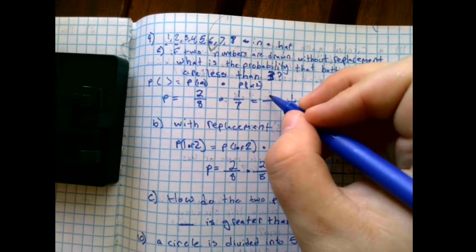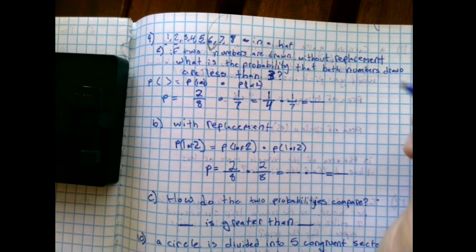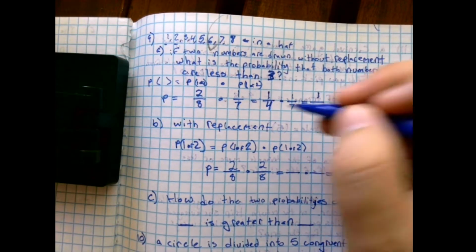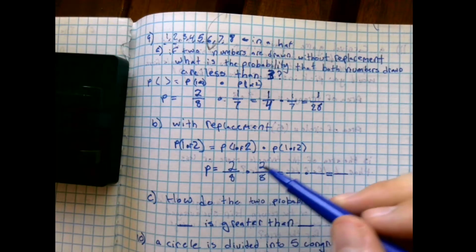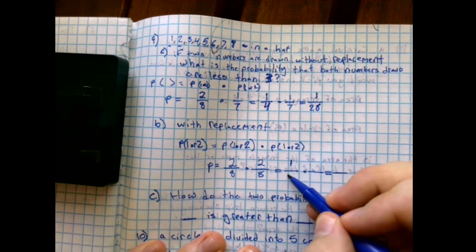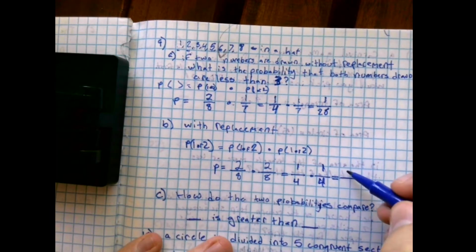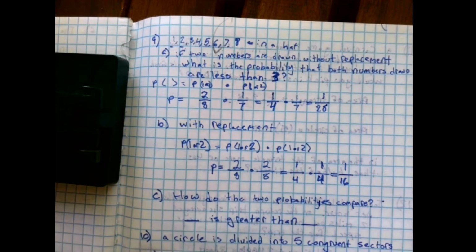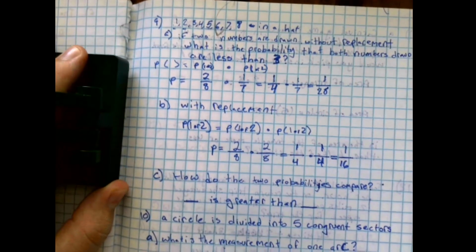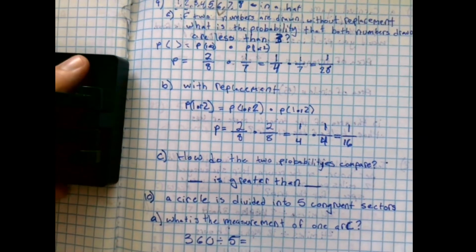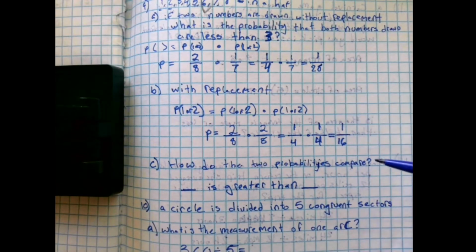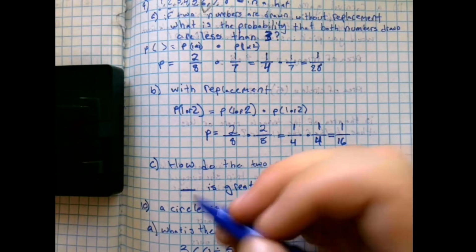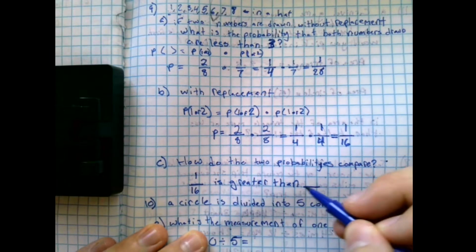Now, 2 over 8 can be simplified to 1/4 by dividing the top and the bottom by 2. 1 times 1 is 1, and 4 times 7 is 28. Now, if there was replacement, it would be 2 over 8 times 2 over 8, which would be 1/4 times 1/4, or 1/16. Part C says, how do these two probabilities compare? Well, remember that a fraction is smaller when the denominator is larger, and 28 is bigger than 16, which means that 1/28 is smaller than 1/16. So 1/16 is greater than 1/28.